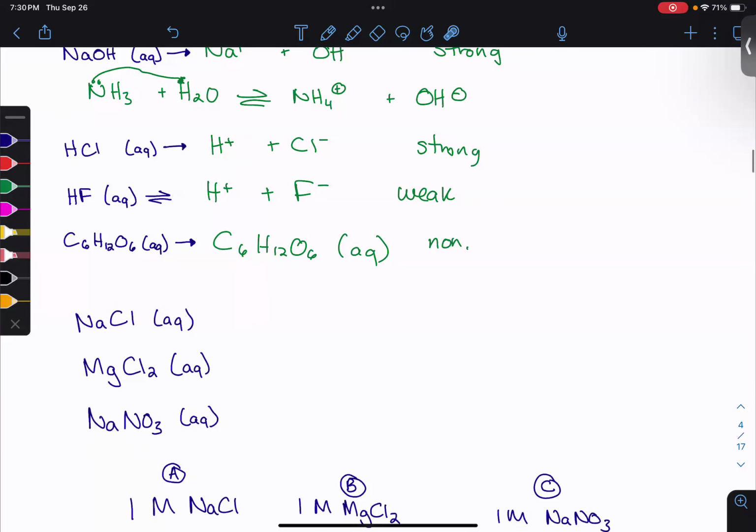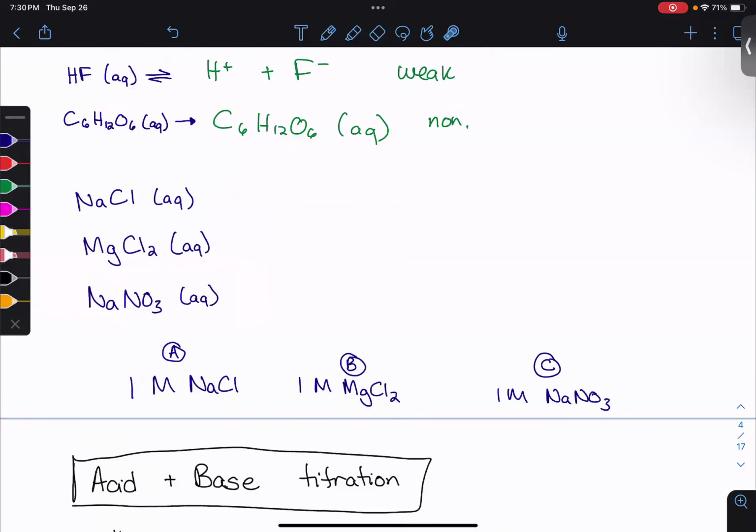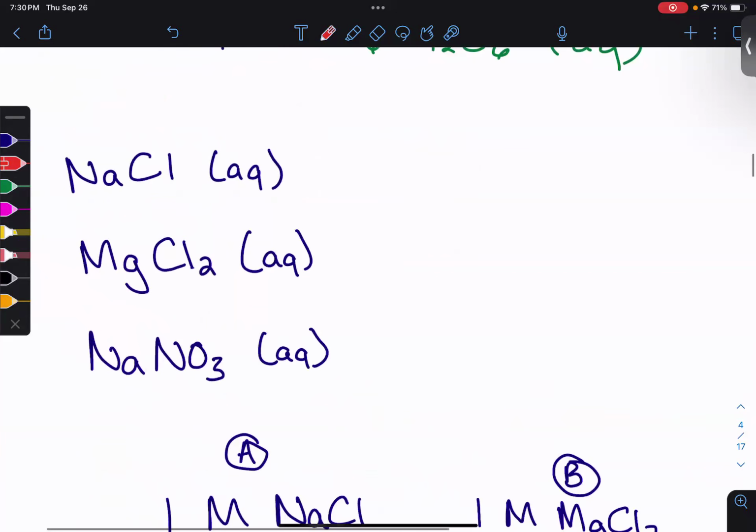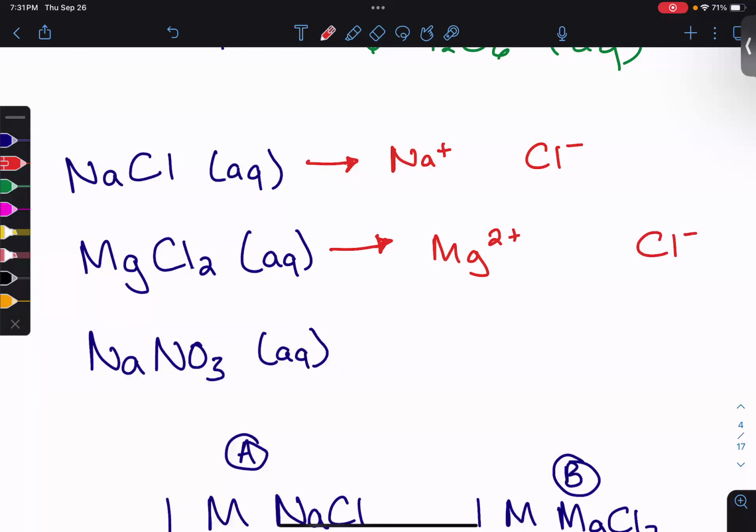Okay. I just wanted one more follow-up. Oh, here's a couple more. So then tell me, if NaCl dissolves into solution, what ions do you get? Na plus and Cl minus. Perfect. If you dissolve magnesium chloride into water, what do you get? Mg2 plus and what else? Cl minus. But let's be super specific here. You get 2 of them.